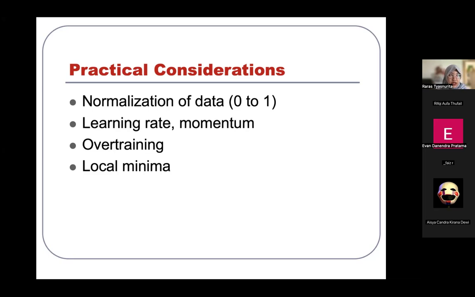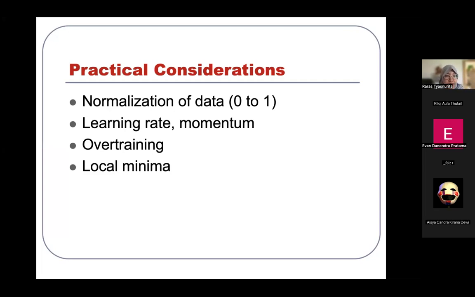there are already a lot of studies about this. So you can use what the scholars found to be the best learning rate and momentum, or you can find the best learning rate and momentum for your own problem. So this is like a hyperparameter in your model.